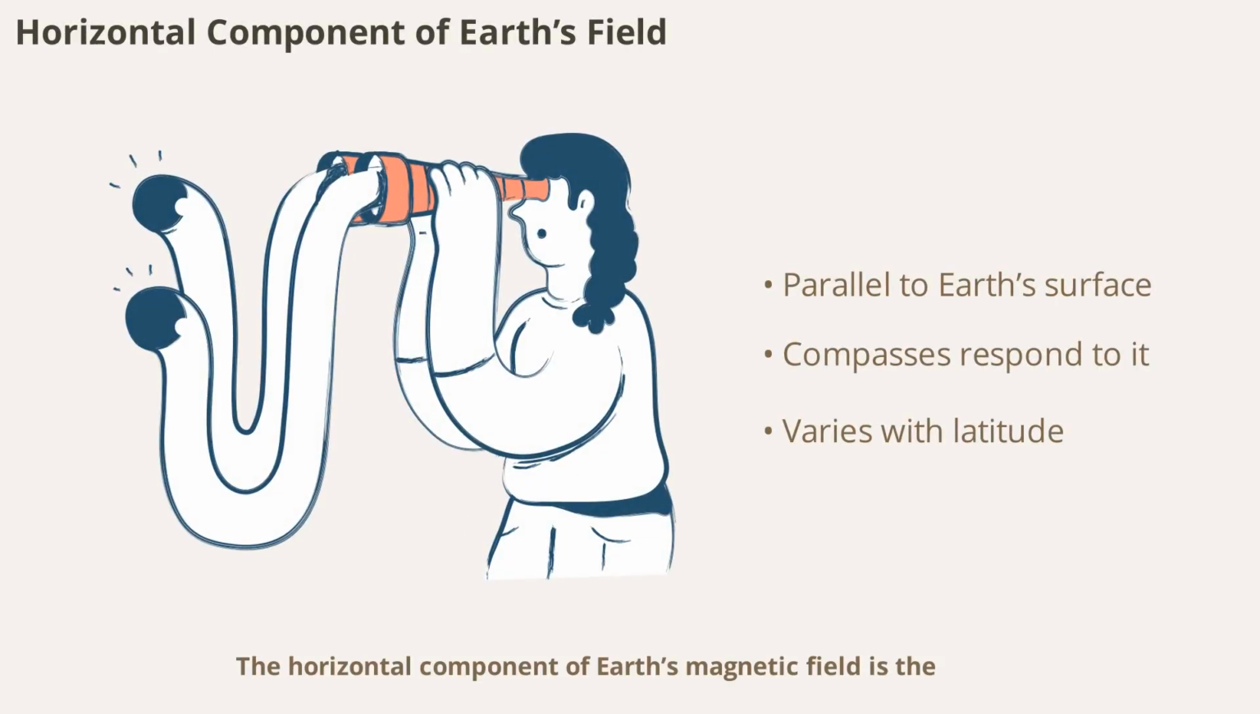The horizontal component of Earth's magnetic field is the part that lies parallel to the surface of the Earth. It is this component that compasses respond to, allowing for reliable navigation. The strength of the horizontal component varies with latitude, being strongest at the magnetic equator and weakest at the poles. Understanding this component is vital for navigation, geophysics, and for designing sensitive magnetic instruments.